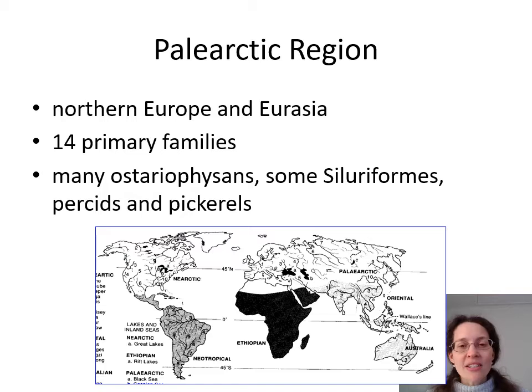Moving into the Palearctic region. So now we're in Northern Europe and Asia. 14 primary families. Lots of Osteriophysans again, some Siluriformes, some of those catfishes. We see perches and pickerels as well. We've only got a few of those catfishes, about 10 species, not as many families as we saw when we were talking about that very diverse Neotropical area.